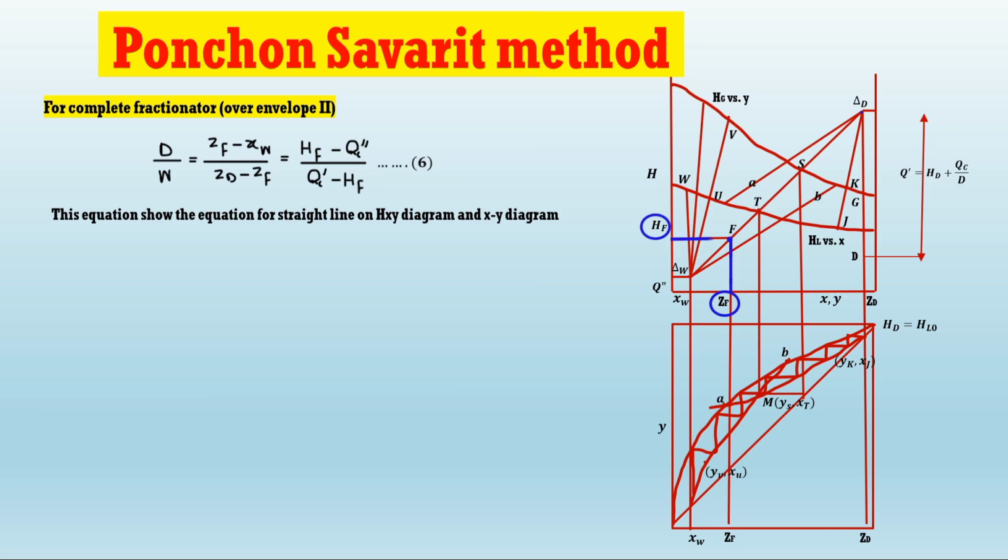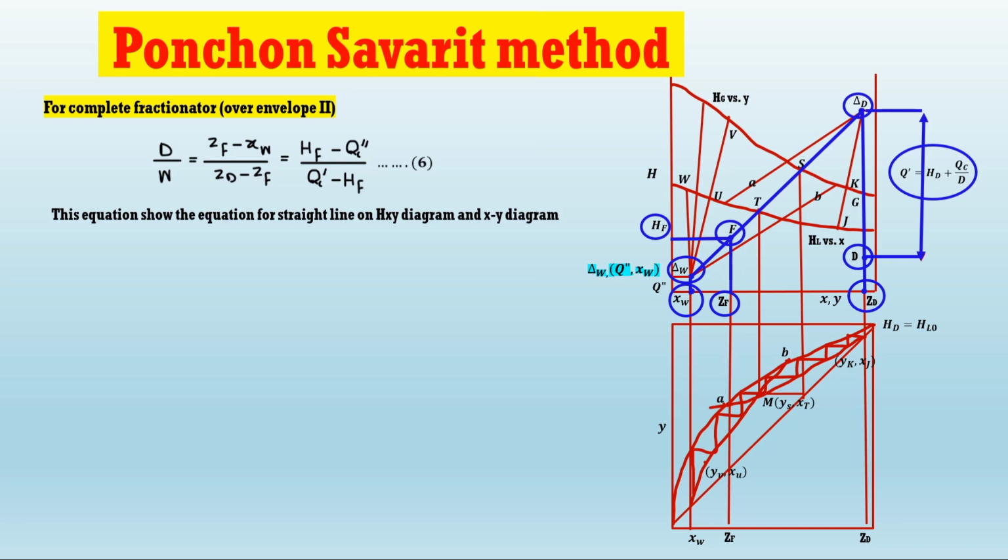Now let's locate F first. Then on the concentration line, let's locate XW and ZD. Then we can locate delta D, which is vertically on the line X is equal to ZD, by calculating Q dash or using the reflux ratio equation. Then let us extend the line delta D F to X is equal to XW to locate delta W, so that the ordinate of delta W can be used to compute QB.